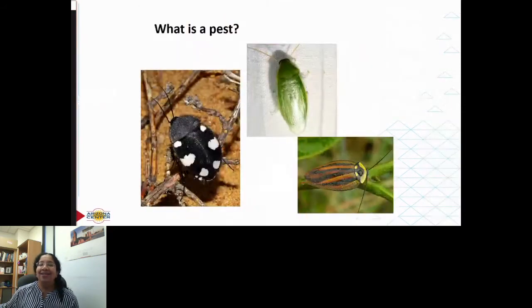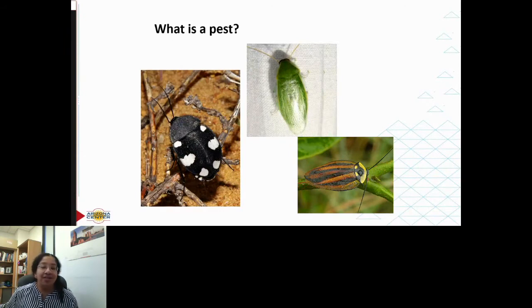And what about these? Can anyone guess what these are? You can put your answers in the chat. Yes, already got an answer. They are cockroaches. Aren't they beautiful? Absolutely beautiful, right? And in fact, cockroaches in the wild are not pests at all. They're beneficial because they're decomposers and scavengers, and they take care of all of that organic matter in the wild.